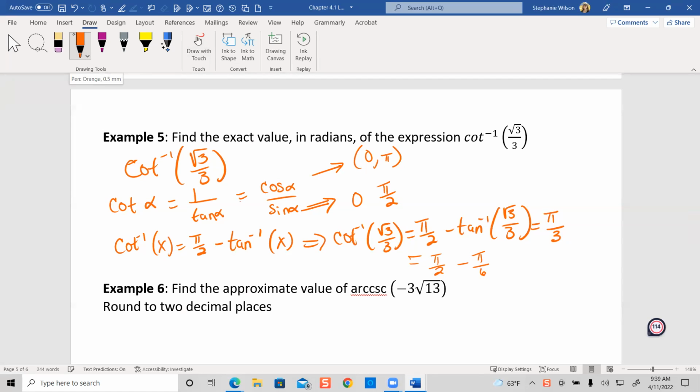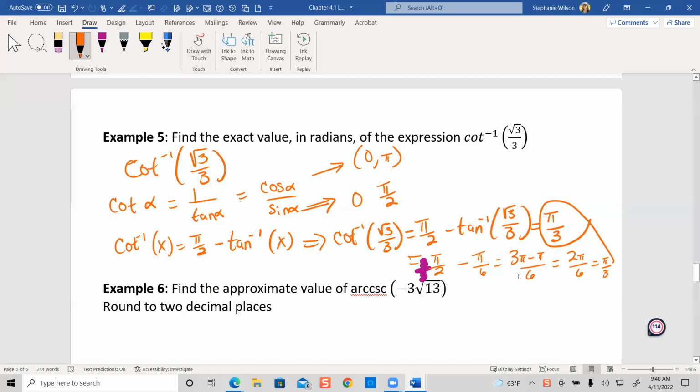So we get pi/2 minus pi/6. And in order to subtract these, we have to have a common denominator, and the denominator is 6. I'm going to multiply top and bottom by 3 on this fraction. So now I got 3 pi minus pi over 6, which is now 2 pi over 6, which reduces down to pi/3, and this is where the answer came from.